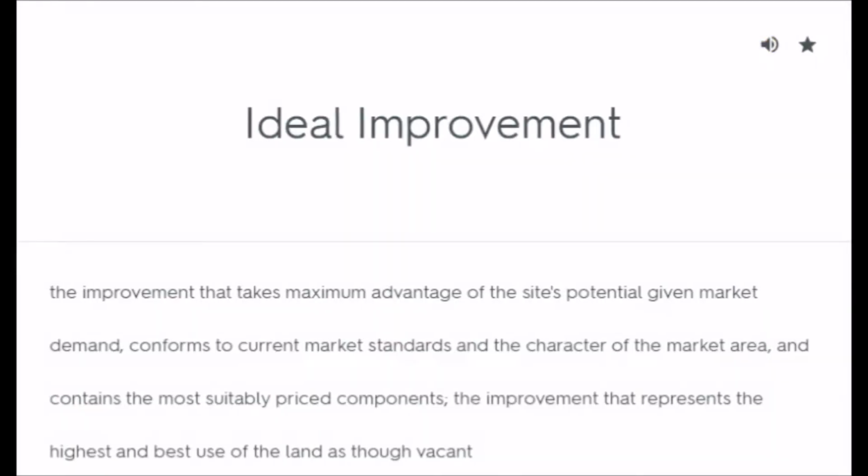Ideal improvement. The improvement that takes maximum advantage of the site's potential given market demand, conforms to current market standards and the character of the market area, and contains the most suitably priced components. The improvement that represents the highest and best use of the land as though vacant.